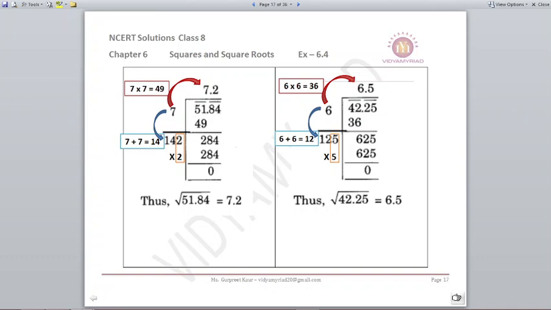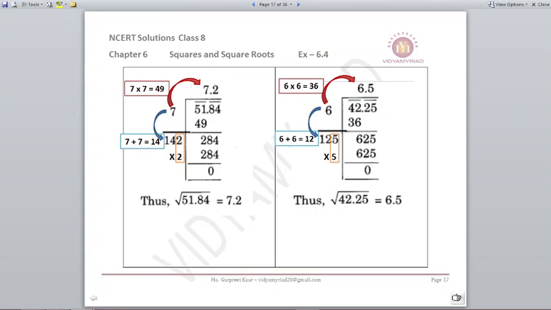Next, 51.84. So there are two pairs. On the left there is 51 and on the right there is 84. So 51 nearby is 7 7s are 49 and 7 plus 7 is 14. 51 minus 49 is 2. Bring down 84. Now I need 284. So 4 will come on, 2 2s are 4. So 142 into 2, 284. So square root of 51.84 gives me 7.2.